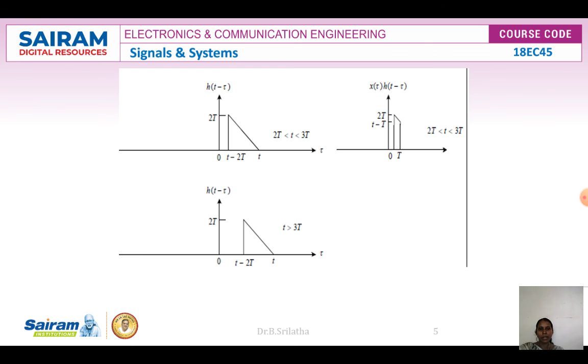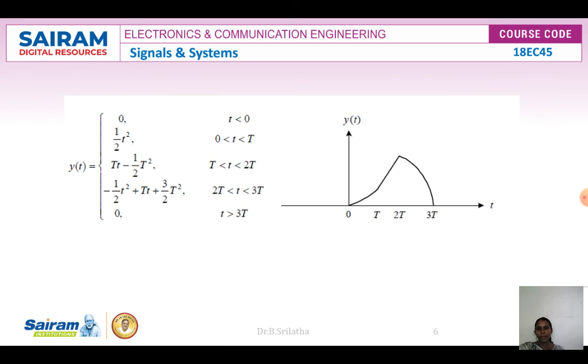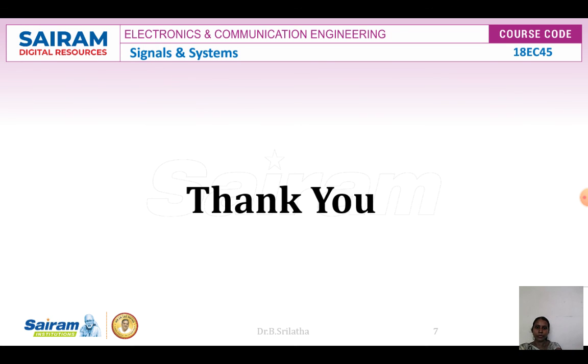We can take the values; the same thing we get here also. The last case, for t greater than 3T, the value is 0. Now we can write the expressions. If it is 0 to T, the result is one-half t square. If it is T to 2T, it is t minus one-half t square. If you do the integration for the above expressions, we get this expression. This is the final output. I hope you understood. Thank you all.